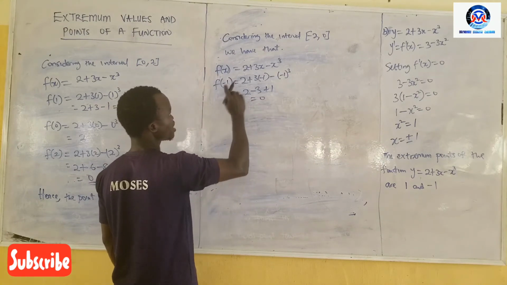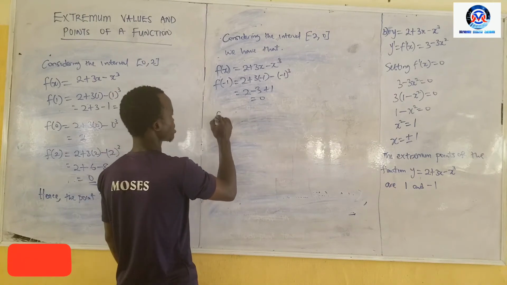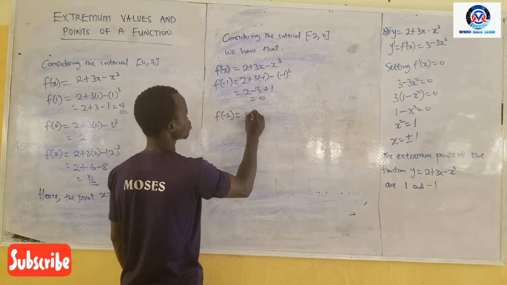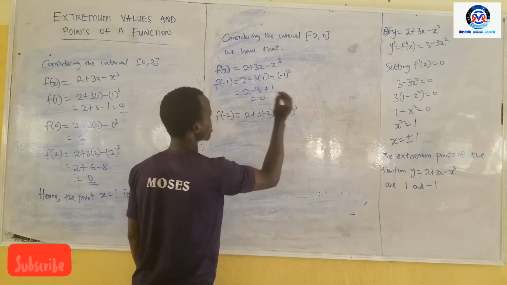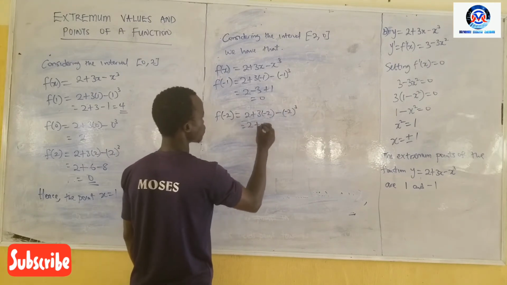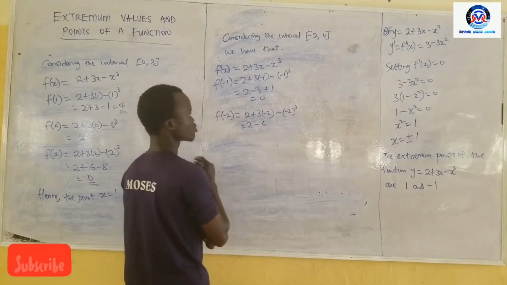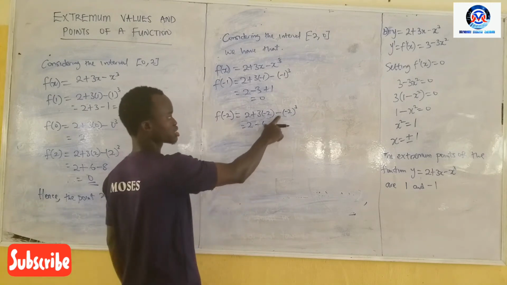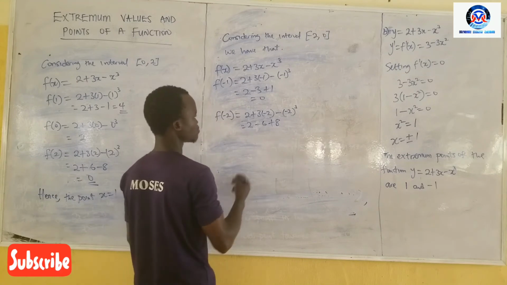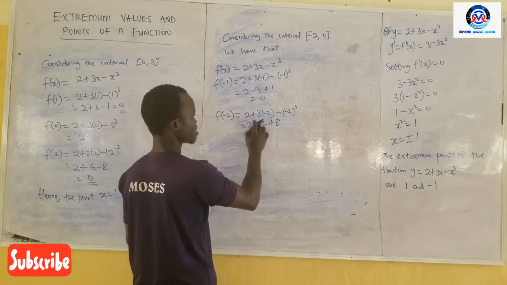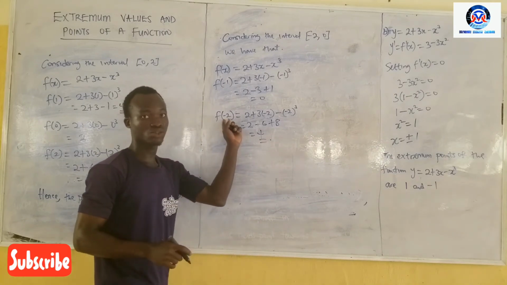So now, we evaluate the function at the point x equals minus 2. So this will now be f of minus 2, which is 2 plus 3 into bracket minus 2 minus minus 2 all raised to power 3. And this is 2 plus 3 times minus 2 is minus 6. And minus 2 raised to power 3 is minus 8. Minus 8 times minus is plus 8. And this is plus 8. So now, 2 plus 8 is 10. And 10 minus 6 is what? Is 4. So that's the evaluation of the function at the point x equals minus 2.